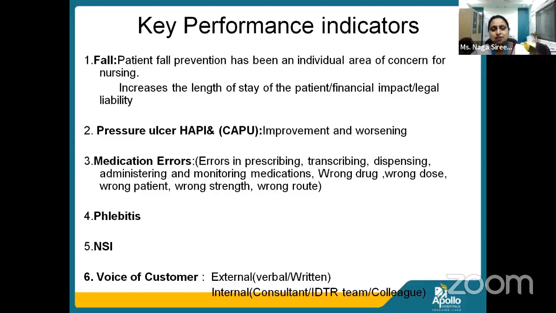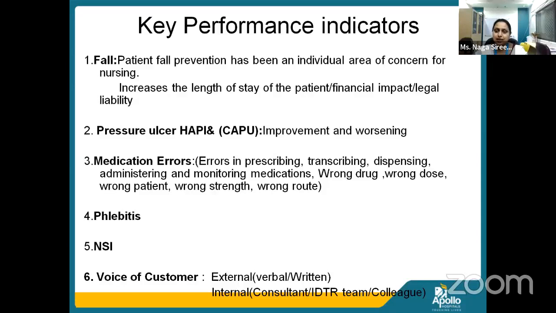The second one is pressure ulcers. This also increases the patient's length of stay, and worsening makes the patient very unhappy, with dissatisfaction. Coming to medication errors, which is of utmost importance, it is a process from the prescription, from the transcription, from the dispensing, to the administering. At all these steps we need to be very, very careful in administering the medications. The fourth one is phlebitis. The fifth one is NSI, and the sixth one is the voice of customer.